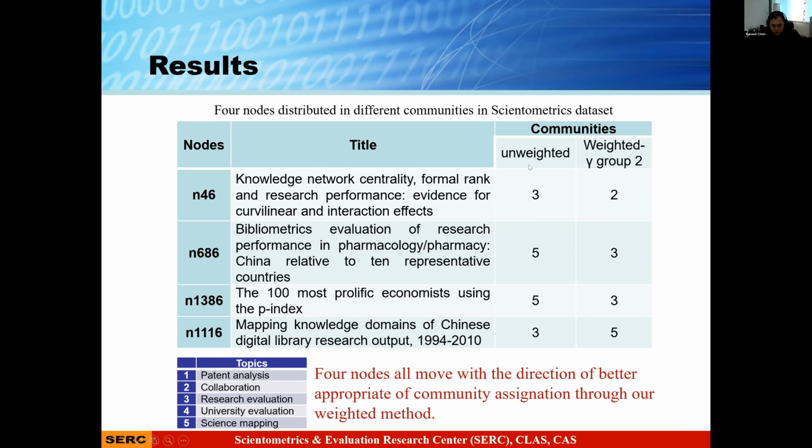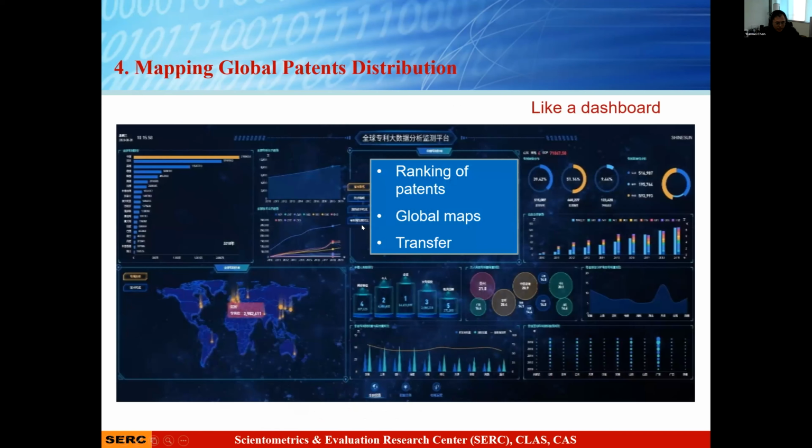So after we read the 4 publications carefully, we can find that the 4 nodes all move in the direction of better community assignment through our weighted method. So this is very encouraging for us to use our weighted method, which has a better performance than the unweighted method for network analysis. Okay, this is the third.